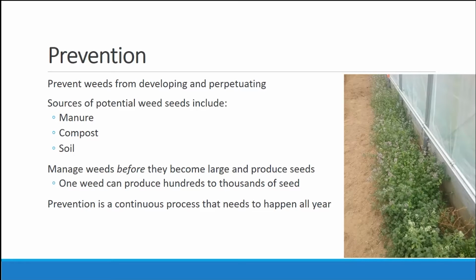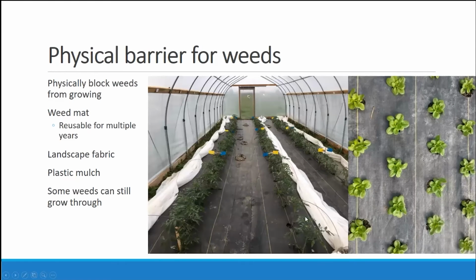The easiest thing is to manage weeds before they become large and produce seeds, right? One weed could produce hundreds to thousands of seeds if you allow it to get that far along. So prevention is really a continuous process that needs to happen all year long. For something like this, there's a few ideas. A physical barrier for weeds. And you can see, even with this physical barrier, there's still weeds.